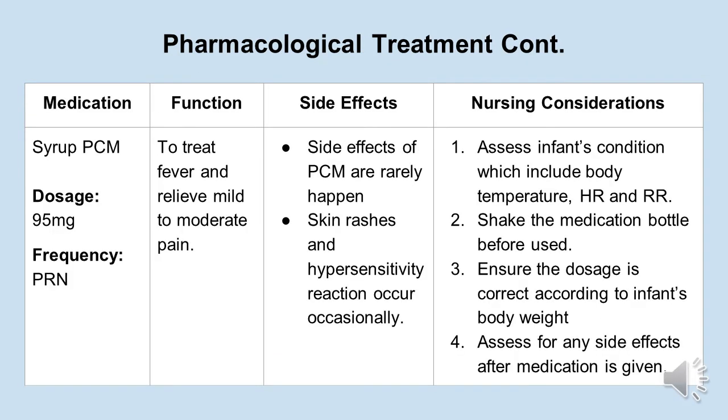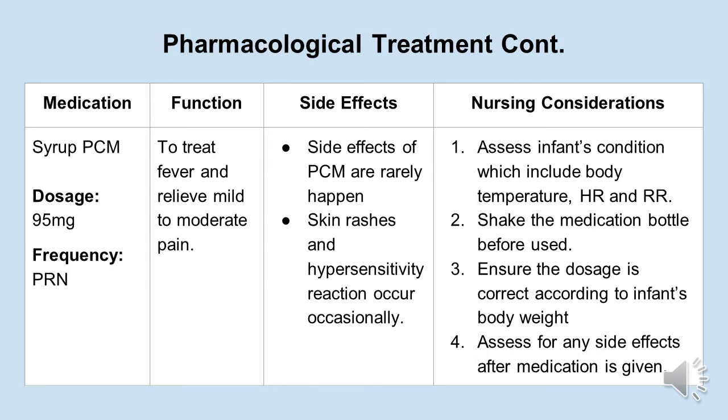Next, the infant has been given syrup paracetamol. The dosage is 95 mg and the frequency is PRN. The function of this medication is to treat fever and relieve mild to moderate pain. The side effects of paracetamol rarely happen, but skin rashes and hypersensitivity reaction might occur occasionally.